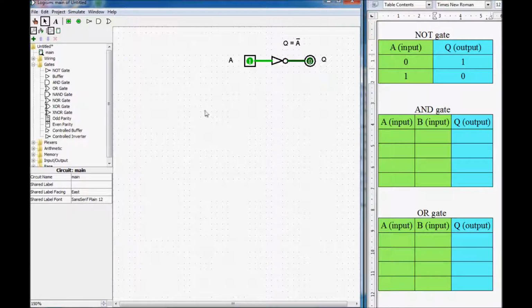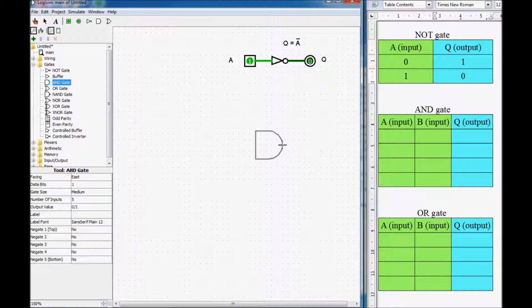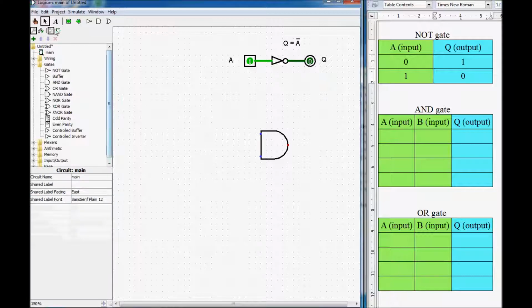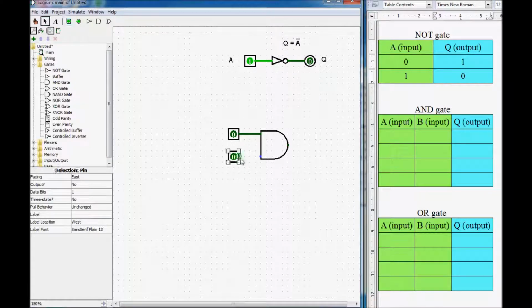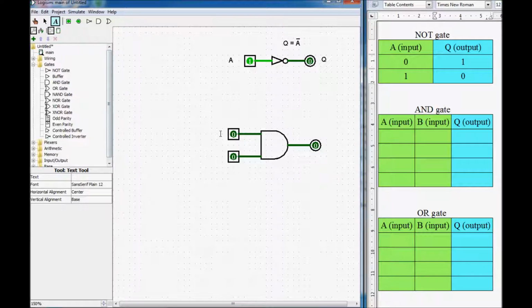Okay, now let's continue with the AND gate. Let's take our AND gate. This program automatically gives 5 inputs to this gate, but we will need only two inputs in this case. Okay, I will connect our inputs. This will be the first input, this will be the second input, and this will be our output. And I will also label them as I did before. So this is input A, input B, and this is output Q.